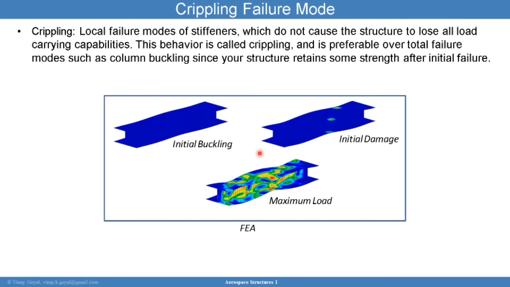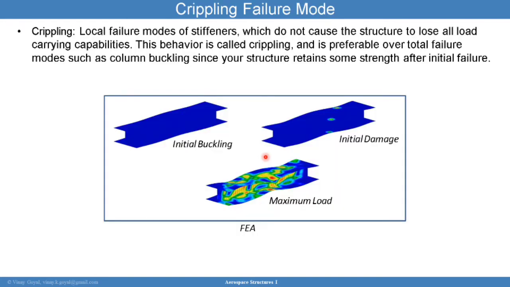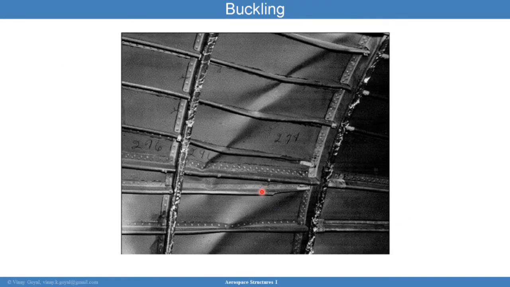Because when this failure mode is occurring while this is attached to a shell, for example, it is not as catastrophic. However, an event like this can start initiating events on the shell and weaken the shell to the point that it will also buckle, and maybe that will lead to a global buckling behavior.